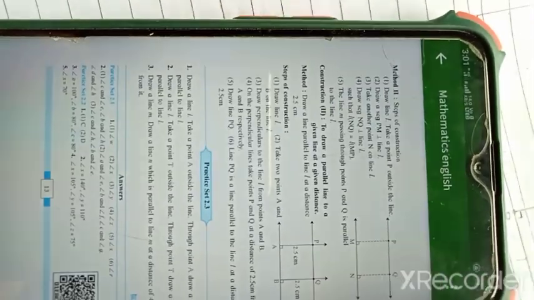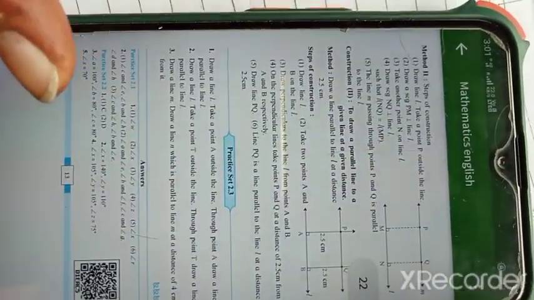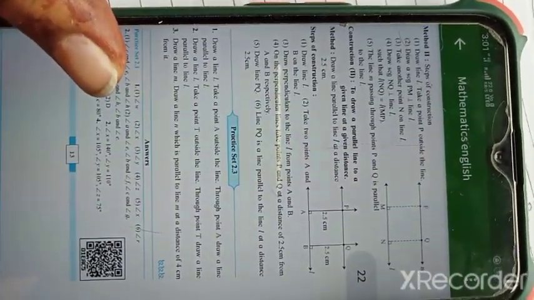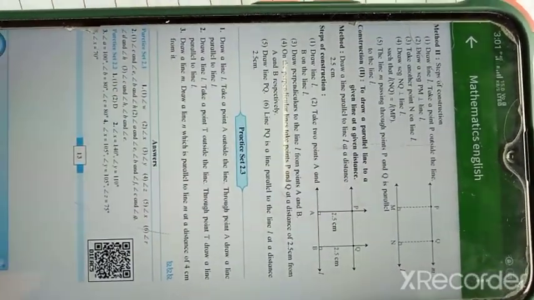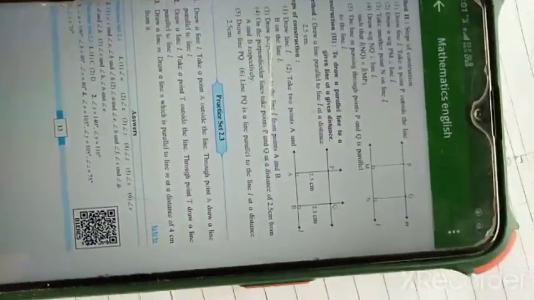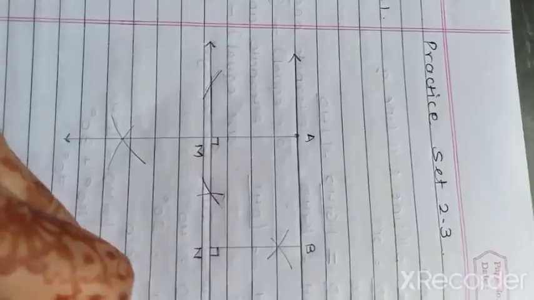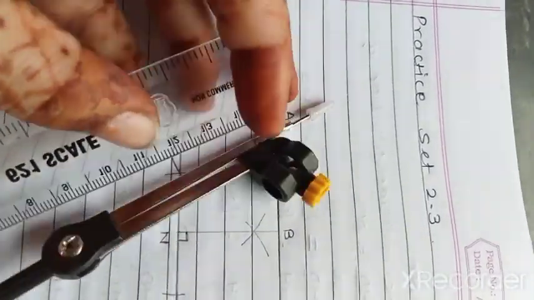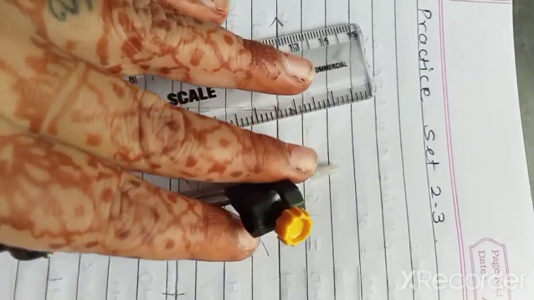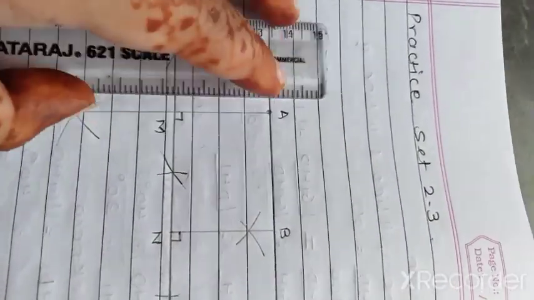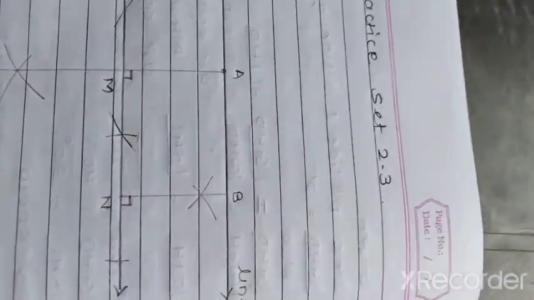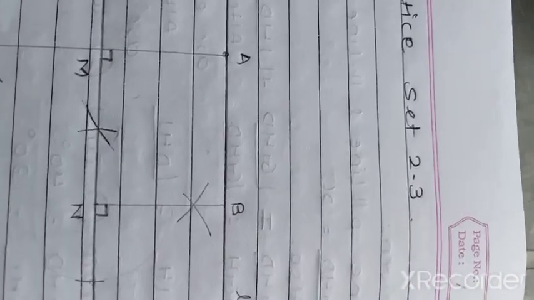Moving ahead to practice set 2.3. So the first question for the practice set is nothing but construction. The first question is, draw a line L, take a point A outside the line, through point A, draw a line parallel to line L. For the construction, we are going to require a scale, pencil and a rounder. So the first step, we are asked to draw a line and then take a point outside the line, and using that point we are supposed to draw a parallel line.